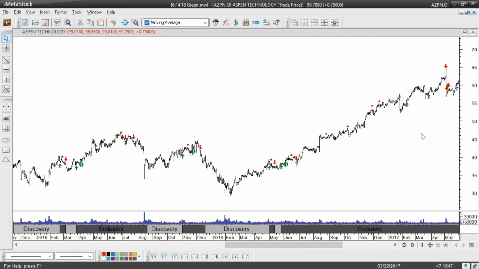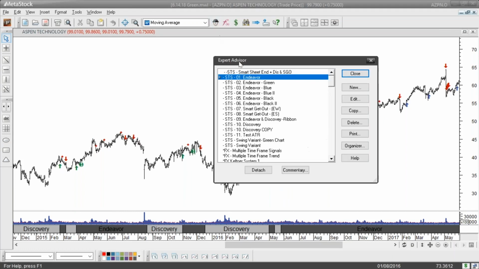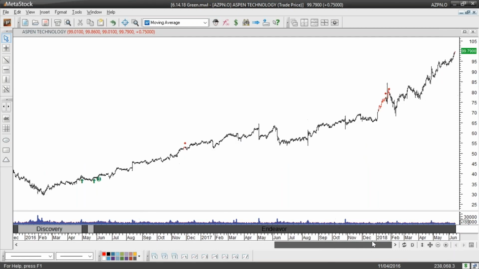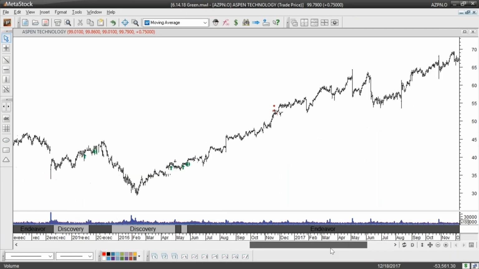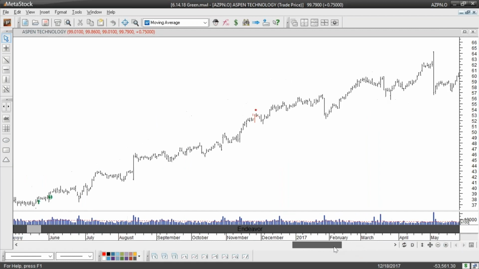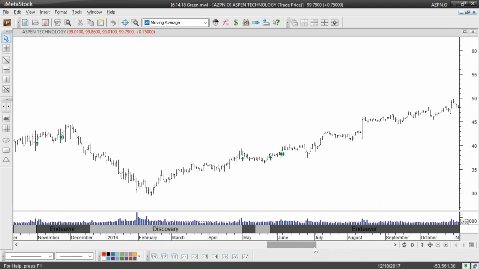Now, like I was explaining before I read the alert, what you get when you apply Endeavor is every signal that we offer. But right now we're not concerned with that. We really just want our green information. So again, I'm going to come back up to our expert advisor, select green, hit attach, then close. And now you can see most of those signals went away. We're left with our early warnings and our green, which is what we're focused on. We want to know when price came out of Discovery, what was this system telling us to do?